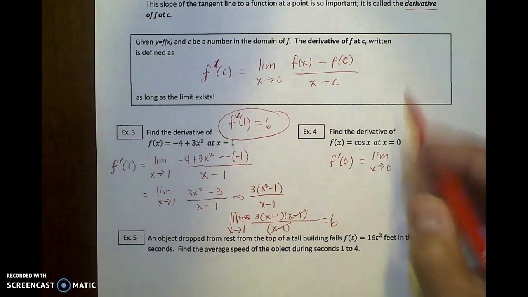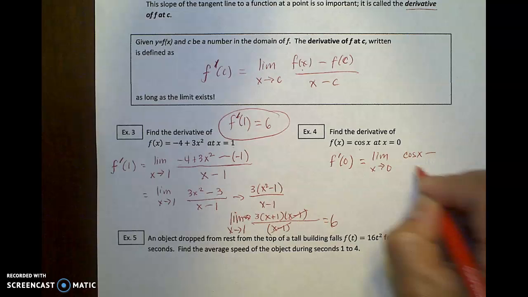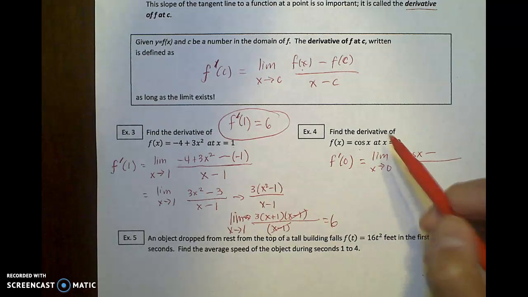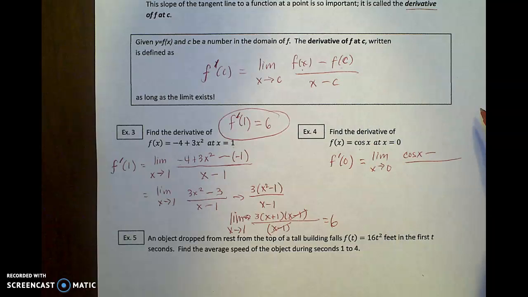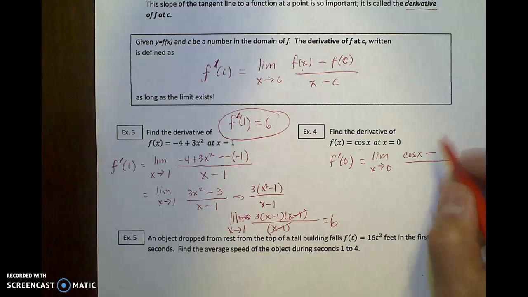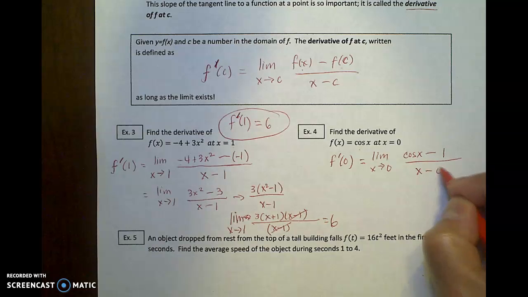f of x, cosine x, minus f of c, plug 0 in for x, that's just 1, all over x minus c, x minus 0.